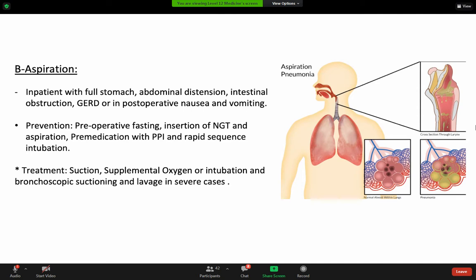It happens in patients with full stomach, abdominal distension, intestinal obstruction, GERD, or post-operative nausea and vomiting. To prevent that, pre-operative fasting is very important. Insertion of an NGT is very important if the patient gets aspirated. Pre-medication with a PPI is also sometimes helpful. Treatment is with suction, oxygen, and intubation if needed.